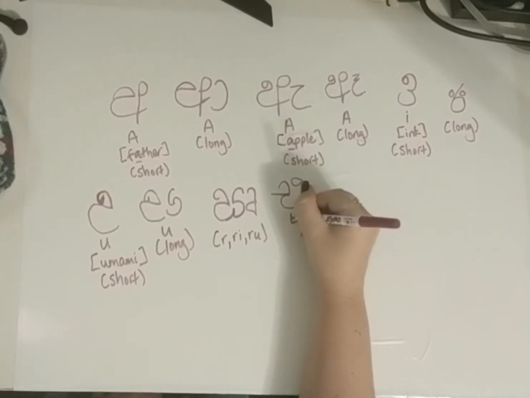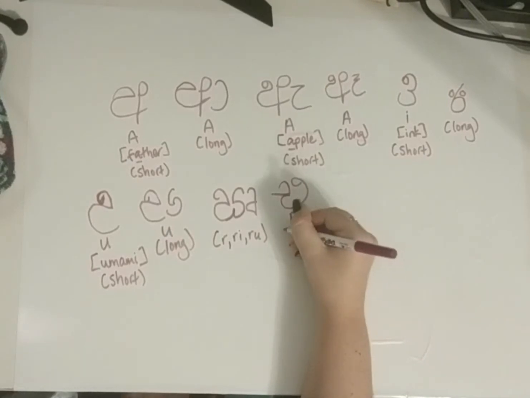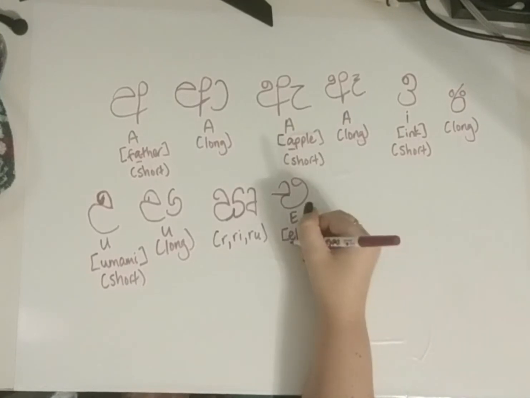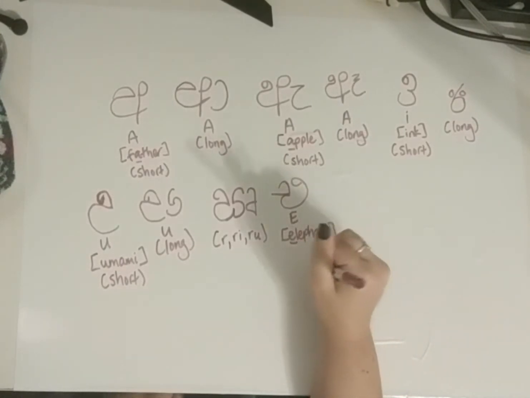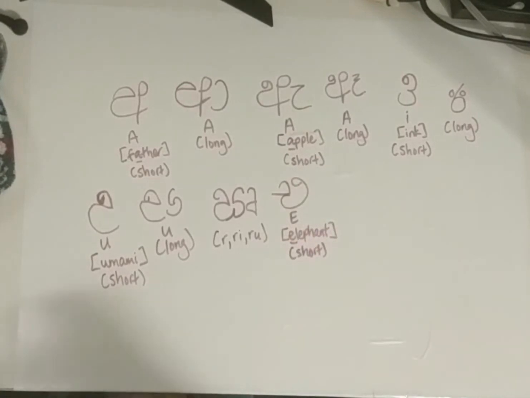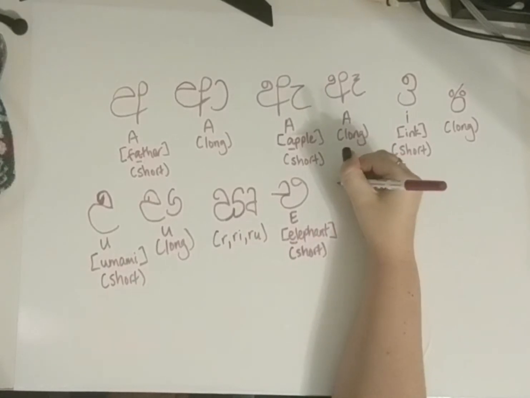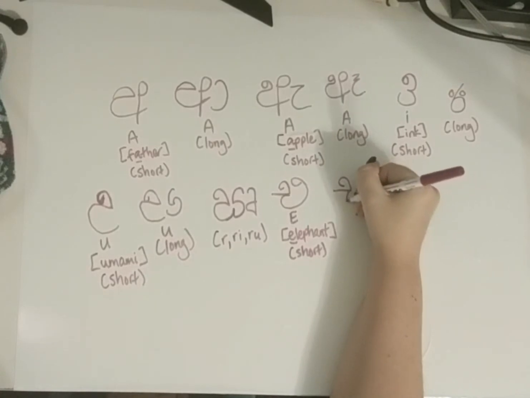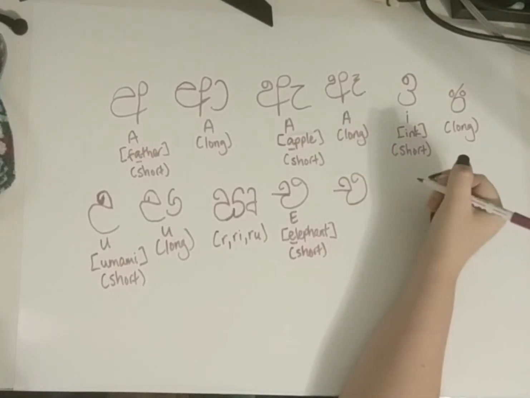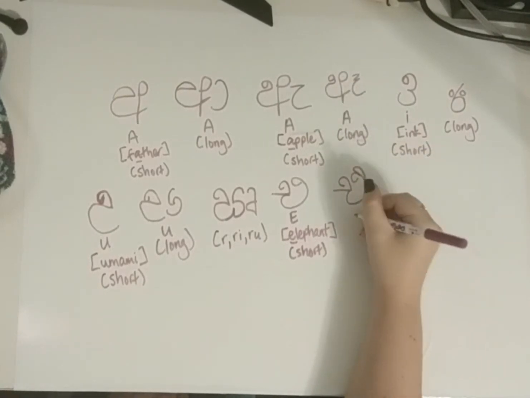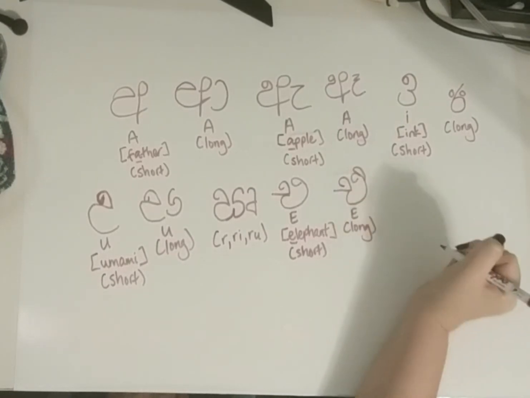So the E sound is an eh, like in the word elephant. Of course I had to use that example, didn't I? Like an elephant. And surprise, this is the short version. So the long version looks like this. Oh, this is a little curly. There we go. And then it's got a little hump on it. So this is the long sound.